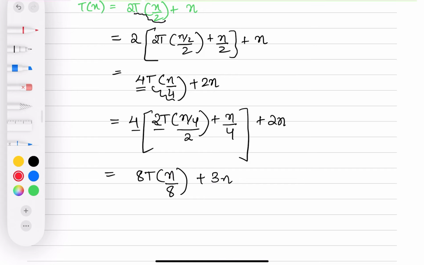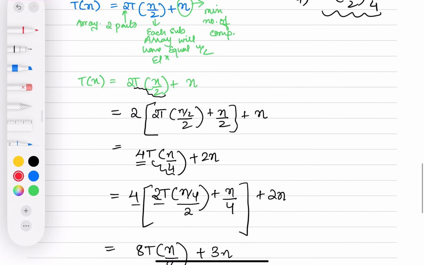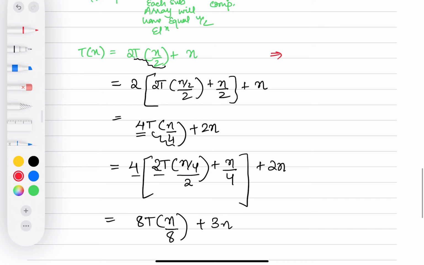Are you getting it? Now if you observe very carefully, can this be written as 2 power 1 into T(n by 2 power 1) plus 1 multiplied by n?